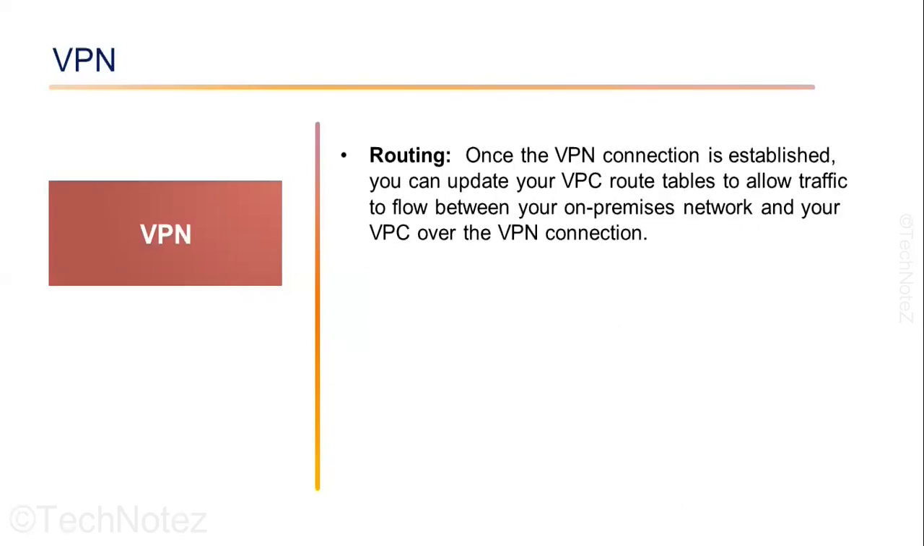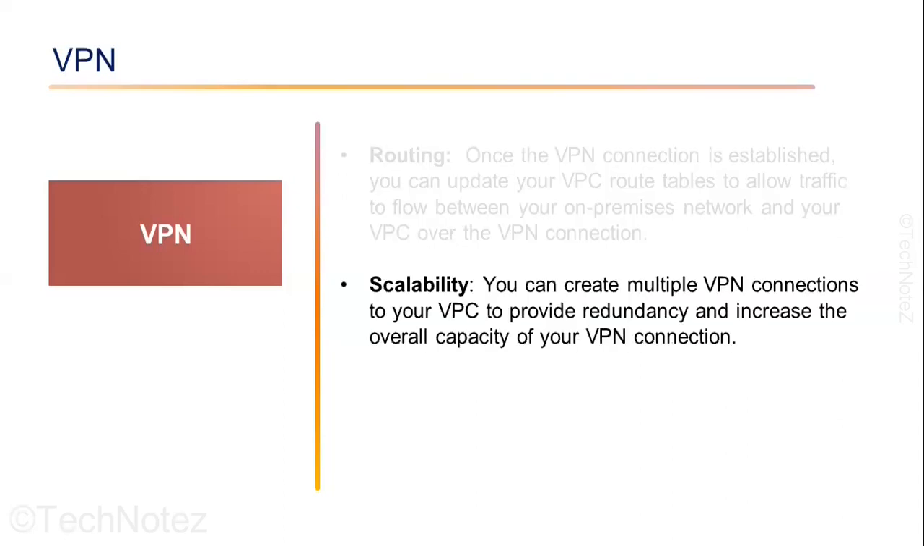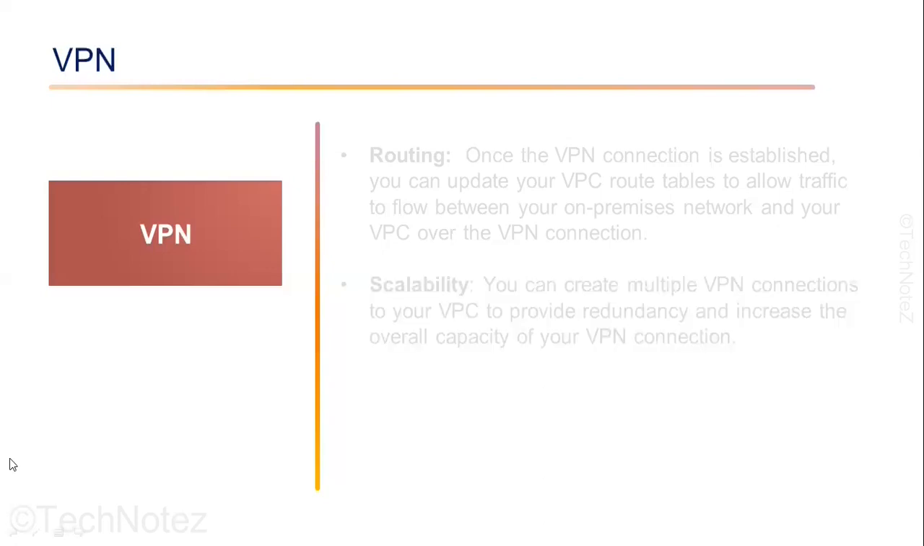Once you establish the IPsec VPN connection, then you can enable the routing. You can update your VPC route table to allow the traffic to flow between your on-prem network and your VPC over the VPN connection. Scalability. You can create multiple VPN connections to your VPC to provide redundancy and increase the overall capacity of your VPN connection. IPsec VPN is the most common method to provide secure connectivity between on-prem and AWS cloud.